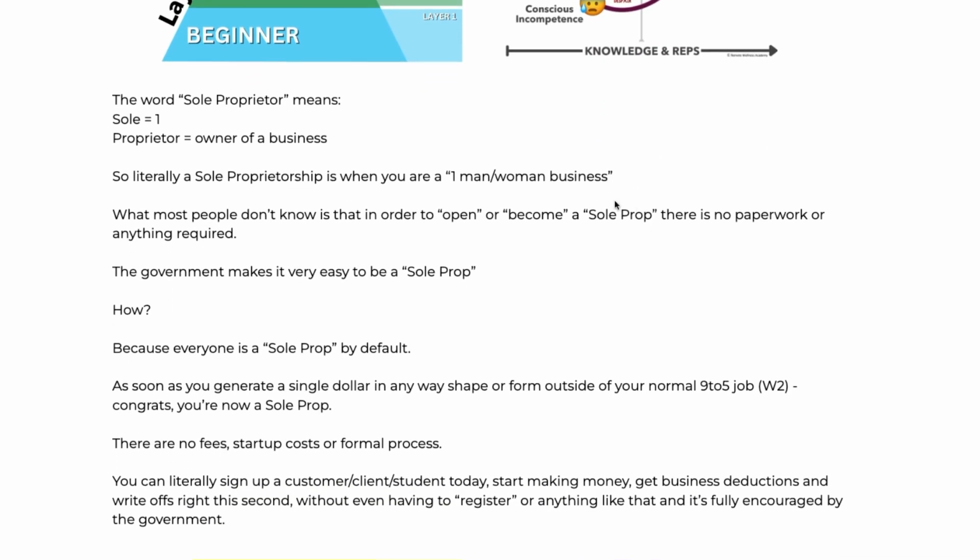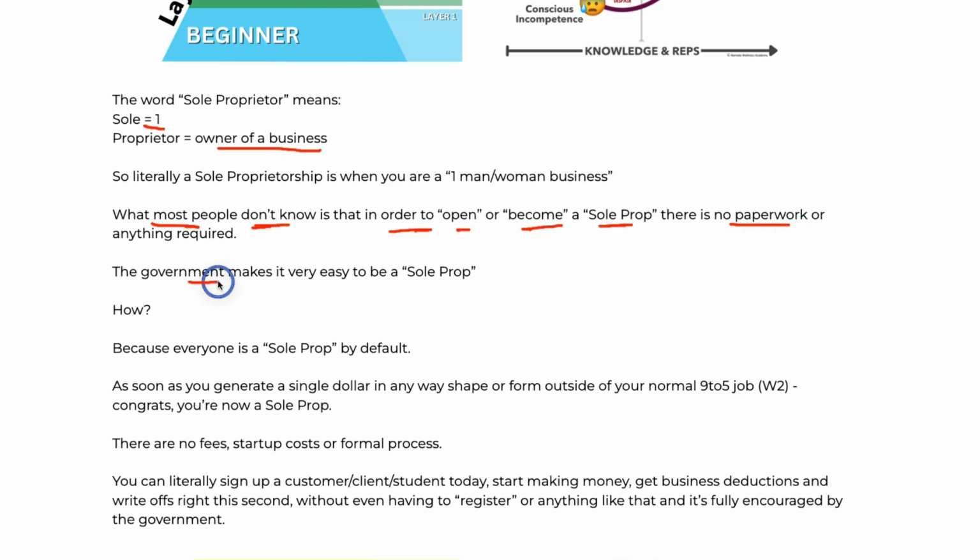So let's define terms here. The word sole prop: sole means one, and proprietorship literally means owner of a business. So sole prop literally means a one man or one woman business. What most people don't know, and this is very important to understand, is that in order to open or become a sole prop, there is no paperwork needed. There's literally no steps required.